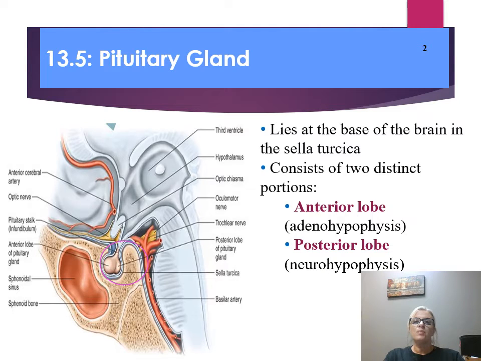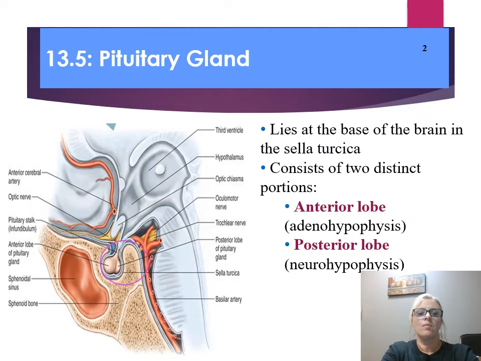So next here, we've got the pituitary gland. The pituitary regulates the functions of other endocrine glands, kind of like the conductor of an orchestra. We often call it the master gland. Although the hypothalamus often stimulates the pituitary, so it's got a little helper. You know, sometimes conductors will have somebody that will stand in for them. And so the pituitary gland lies at the base of the brain in the sella turcica.